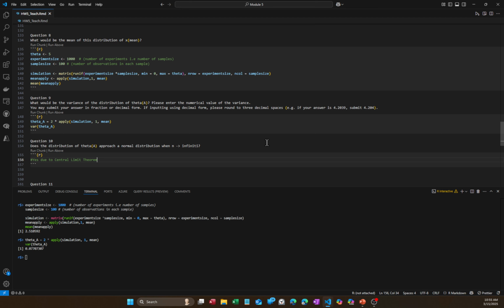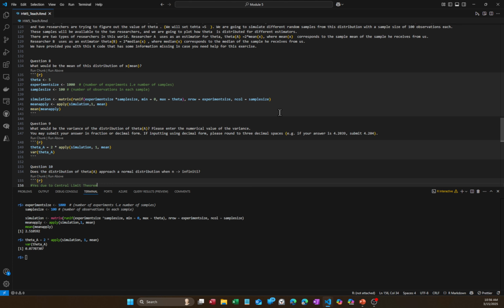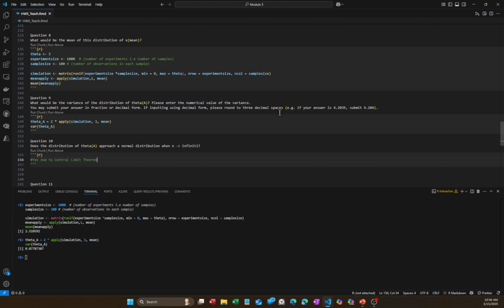So let me quickly summarize what we learned today. We learned about R and how to use it. We tried to solve a few problems, such as finding the mean of the distribution of x mean, and finding a variance, as well as learning some theoretical concepts about the central limit theorem.